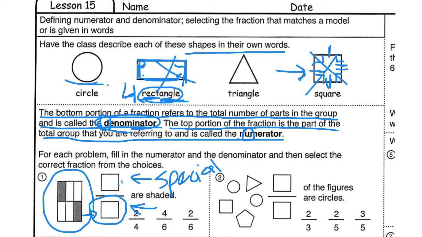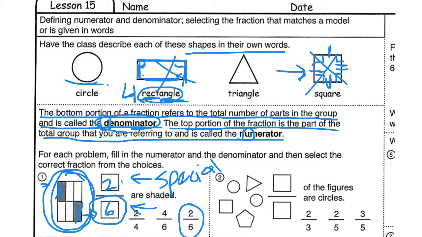So let's take a look at number 1. This one should be pretty easy review for you. I have 2 shaded parts, one there and one there. I've got 6 total parts in the whole thing, so that means this is 2/6, and you circle 2/6. Go ahead and write that in and circle it, and then try number 2 on your own. Pause the video, turn it back on when you're ready for the solution.